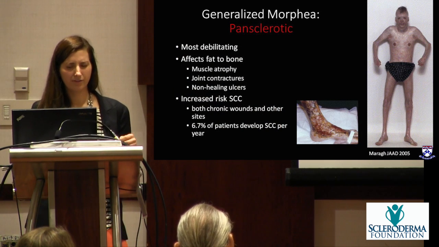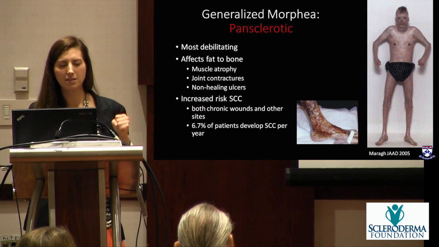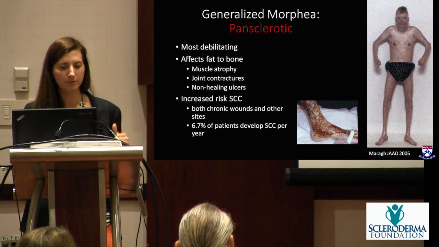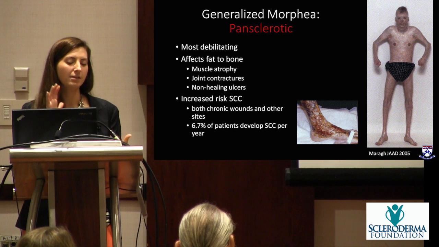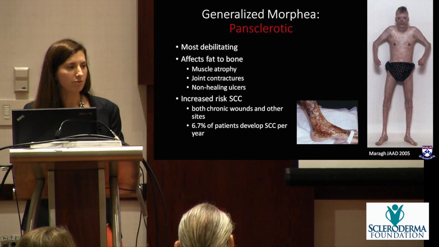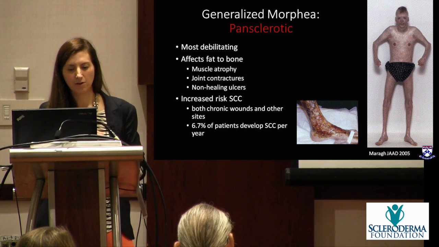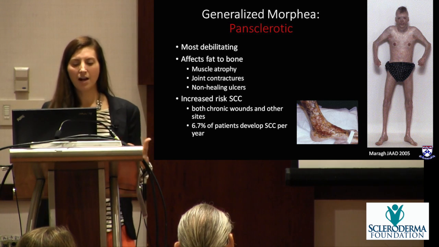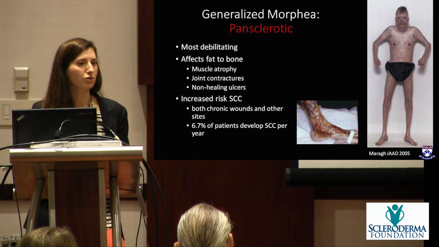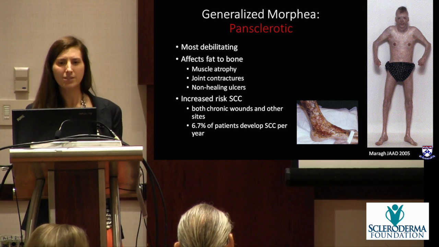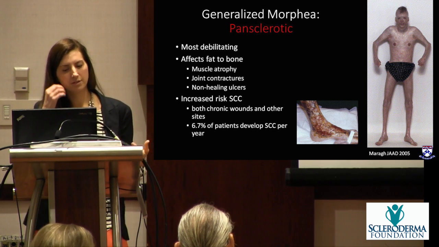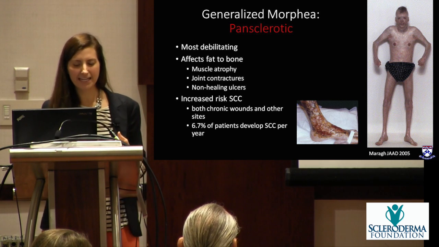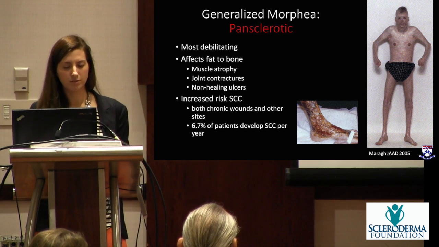So what is this pansclerotic that I made mention of? Pansclerotic is the most debilitating, super rare. This is something that's affecting globally, down to fat, bone, causes muscle atrophy, joint contractions, non-healing ulcers. These patients have increased risk for open sores and also squamous cell carcinomas. What are squamous cell carcinomas? They're a skin cancer, the second most common type of skin cancer caused by the sun, but in this setting, it's due to chronic wounds and such.